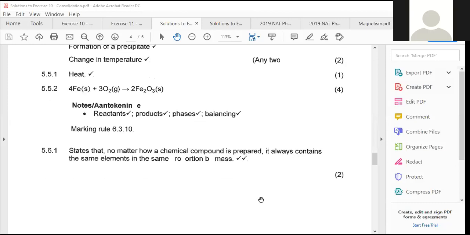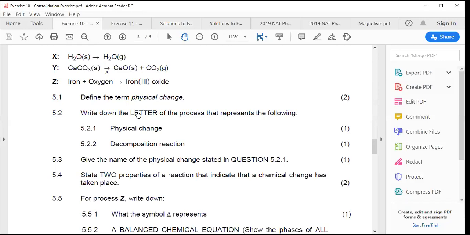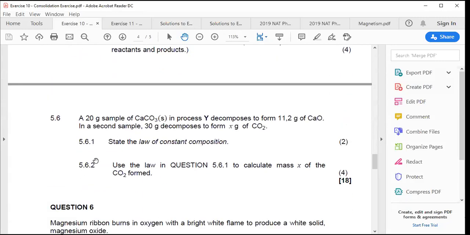Yes. Okay, all right. So we move on to 5.6.1. What does it say? It says a 20-gram sample of calcium carbonate in process Y decomposes to form 11.2 grams of calcium oxide. In a second sample, 30 grams decomposed to form X grams of carbon dioxide.